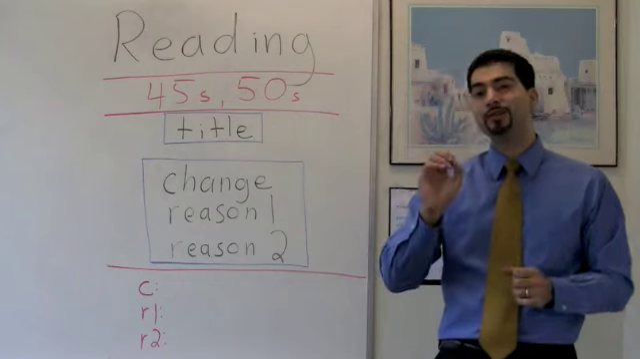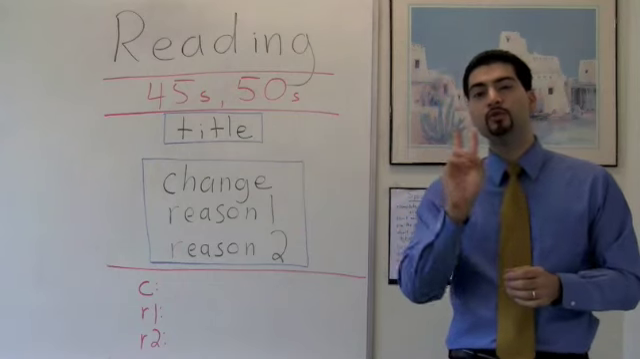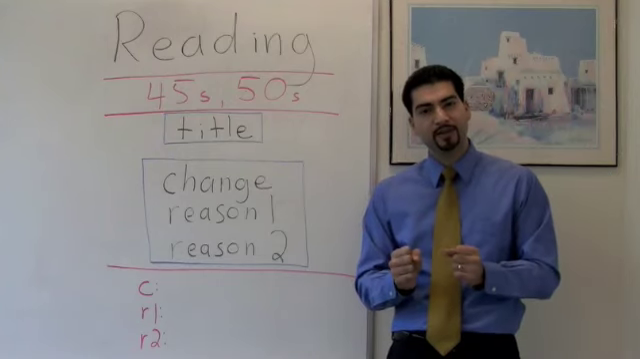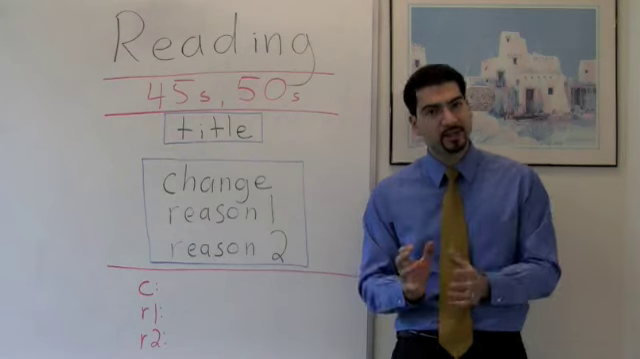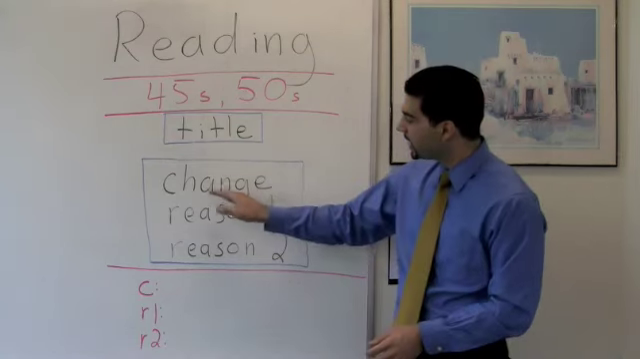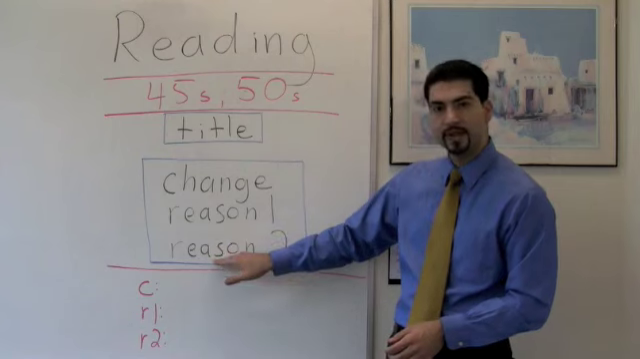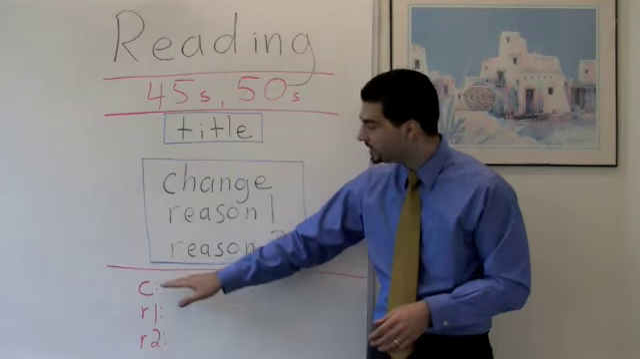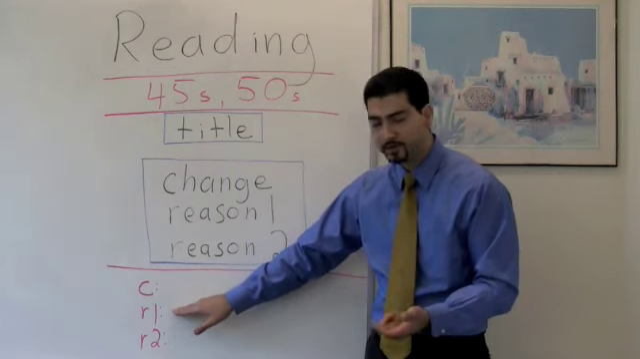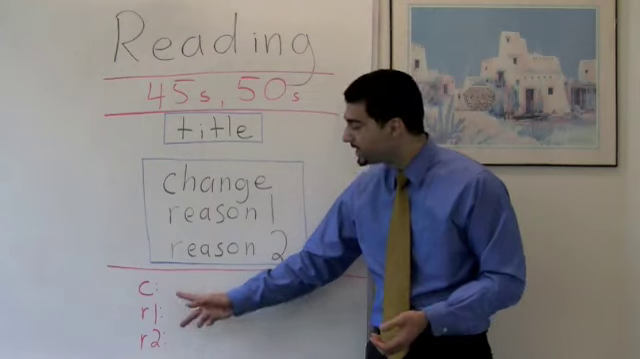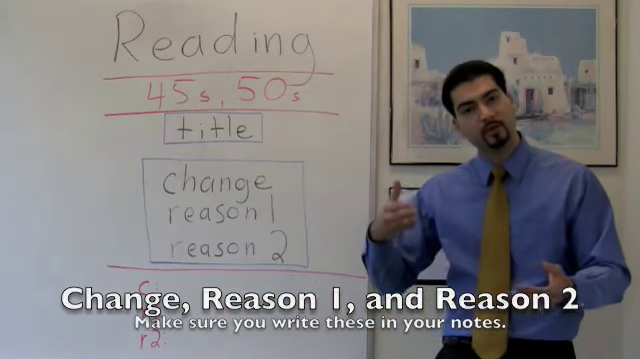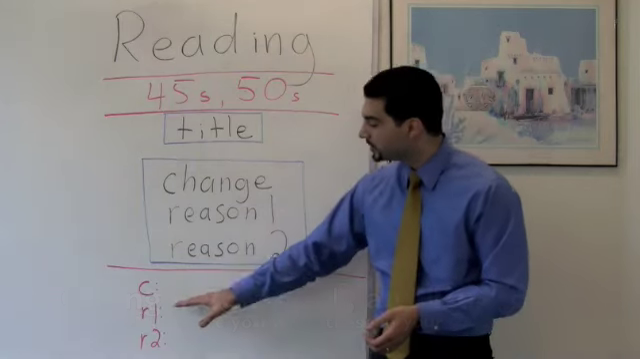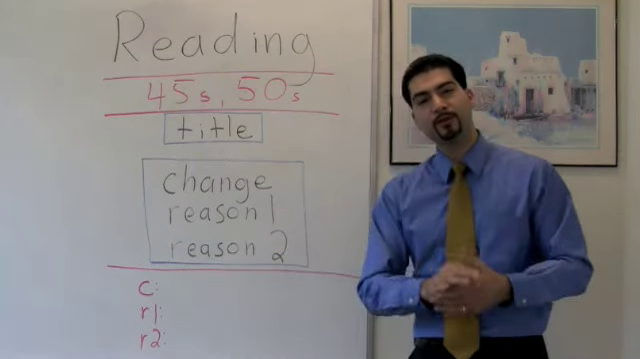And the university, the announcement, is going to give you 2 reasons for that change. So your job within that 45 seconds is to read it carefully and identify the change and the 2 reasons for that change. Now if you look on the bottom right here, I have in red C for change, R1 for reason 1, and R2 for reason 2. This is what you need to have in your notes so you can be very effective, know exactly what to look for, and have clear and organized notes. Very important.